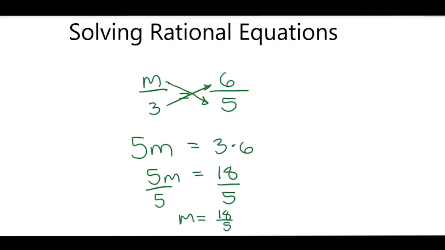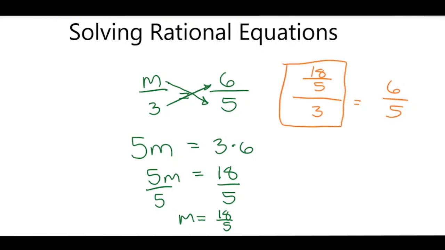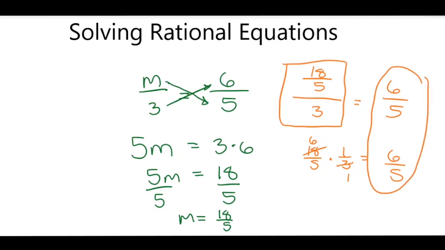And I need to check that solution. So I will plug that in. That's going to be 18 over 5 over 3 is equal to 6/5. Well, remember, we can solve this by rewriting that as 18 over 5 times 1/3. Then I can cross cancel here. My 3 becomes a 1. My 18 becomes a 6. So now I have 6/5 times 1 over 1, which is 6/5. So I have checked my solution. So that means that my final answer is 18 over 5. And that's what m equals.